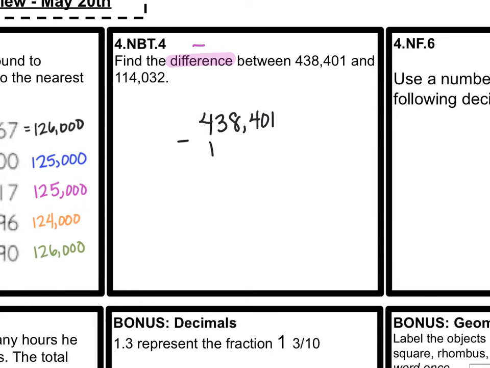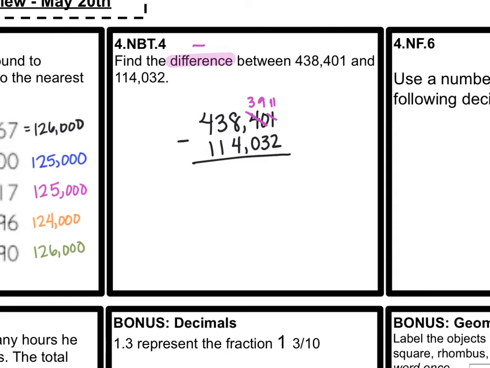438,401 minus 114,032. So when I do this problem, there's going to be a lot of zeros skipping. When I look, if I have 1, I can't give you 2, so I'm going to go to my next door neighbor, which is unfortunately also a 0. So I'm going to cross out this 40, make it a 39, and make this one an 11.